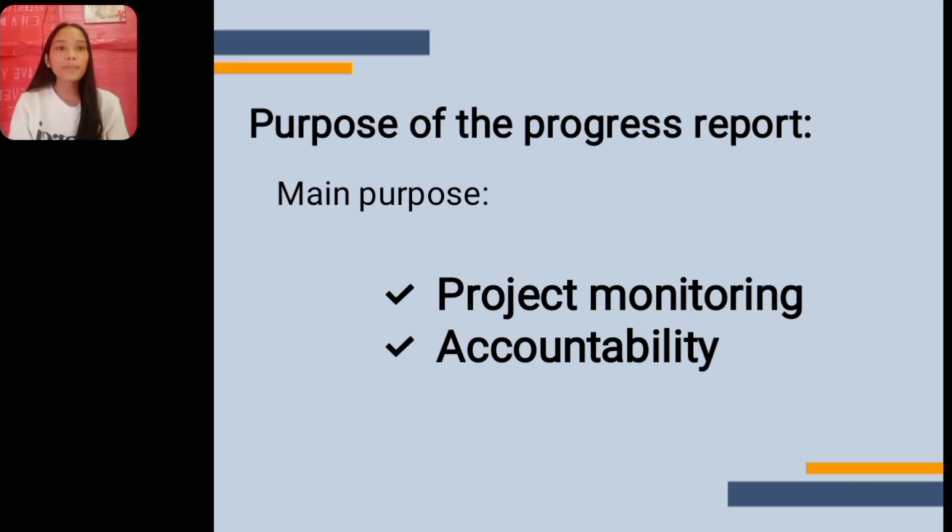And the main purpose of a progress report is project monitoring. It's the process of keeping a close eye on the entire project management life cycle and ensuring project activities are on the right track, and also accountability.